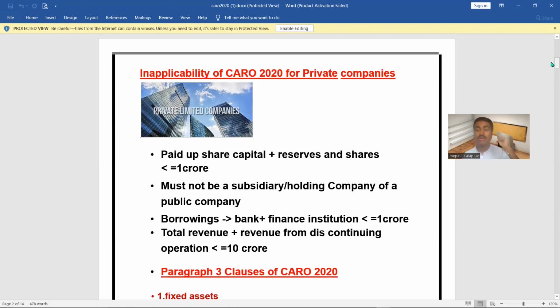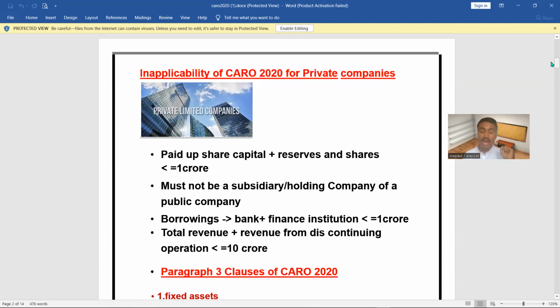Now, we are going to learn in detail, guys. If you are a private company and your paid up share capital and reserves exceeds 1 crore, CARO is applicable, guys. You cannot escape. Then, if you are a subsidiary or holding company of a public company, then also CARO will be applicable for you guys. And if your borrowings from banks and financial institutions exceed 1 crore, then automatically CARO will be applicable to you if you are a private company.